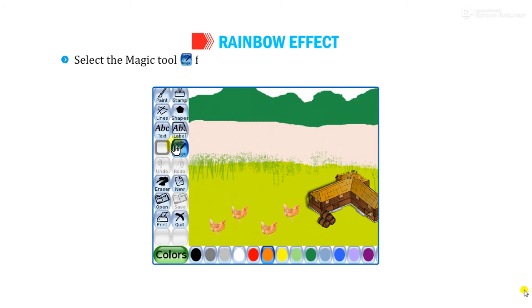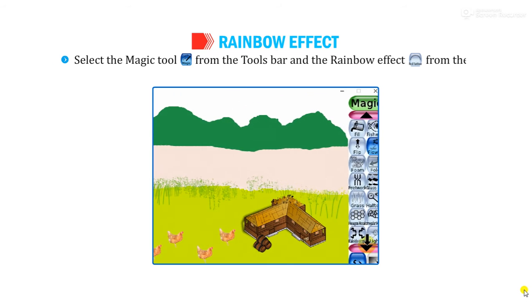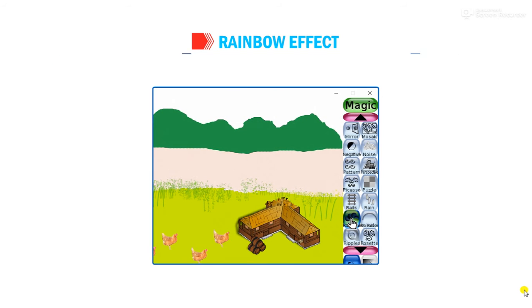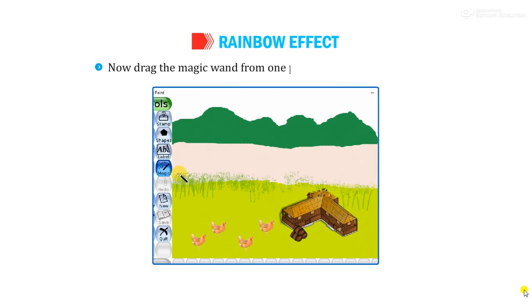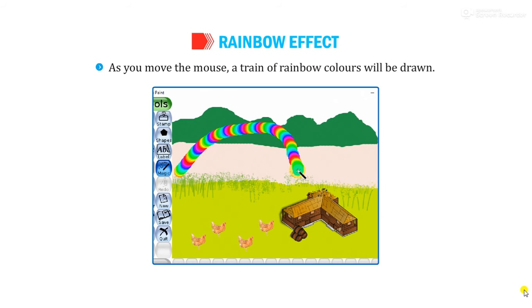Select the Magic tool from the Tools bar and the Rainbow effect from the sub toolbox. Now drag the magic wand from one point to another in arc shape. As you move the mouse, a trail of rainbow colors will be drawn.